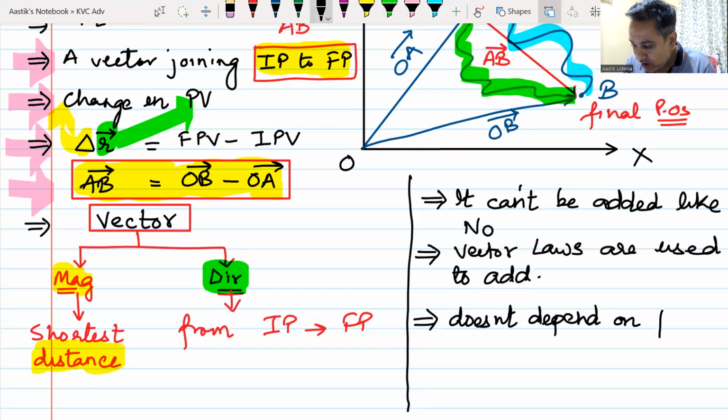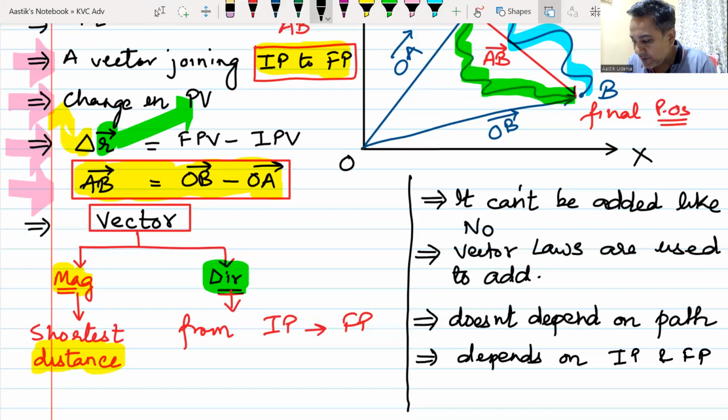So no matter how you go, it's very easy to find out displacement because you don't have to worry about the path. You just draw a straight line joining the initial and the final position, and that is your displacement vector. It only depends on what? Initial and final point. Very good. If your initial point and final point remain the same, your displacement remains the same.